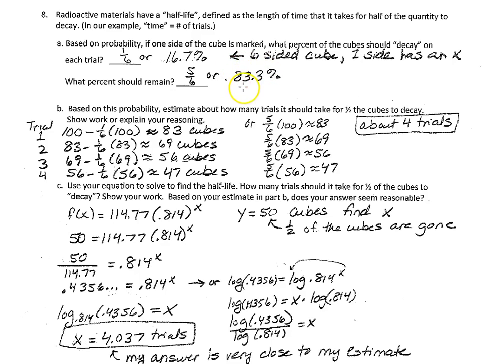Notice that number should be pretty close to the base of the function that you got. So here's my function down here. The base of my function was about 81%, pretty close to 83%. So you should notice that. Now, how do you figure out what the half-life is? Based on this probability, estimate about how many trials it would take for half of the cubes to decay. Now I show some work here doing it by hand, but I want to also show you on the calculator.